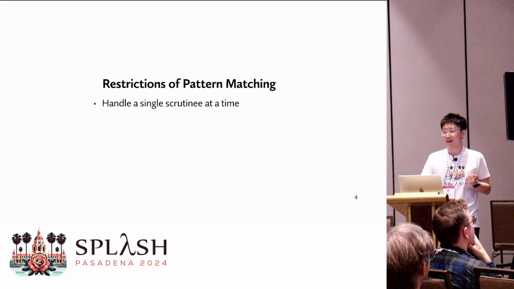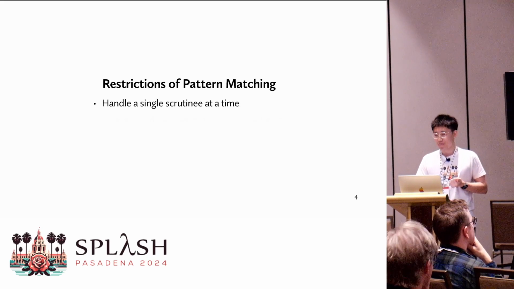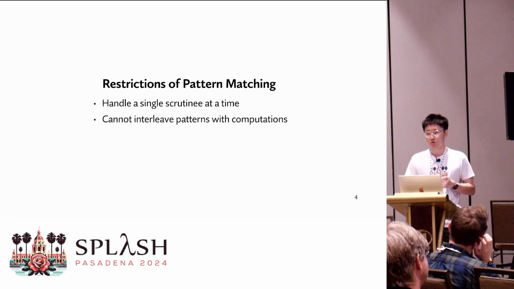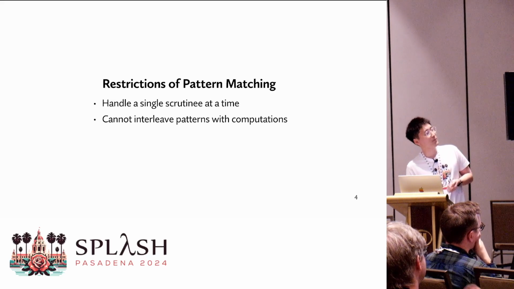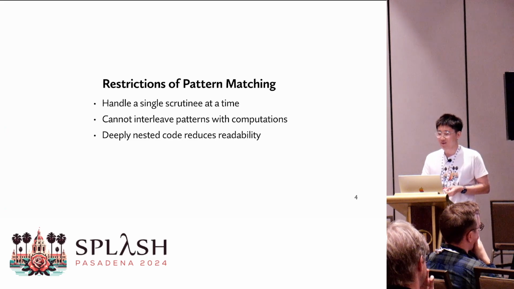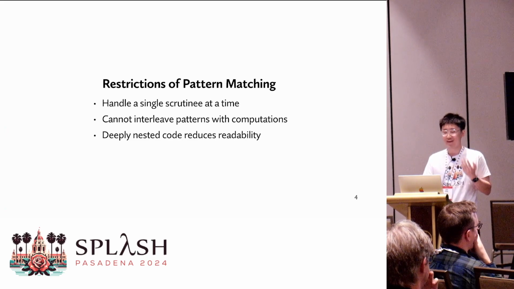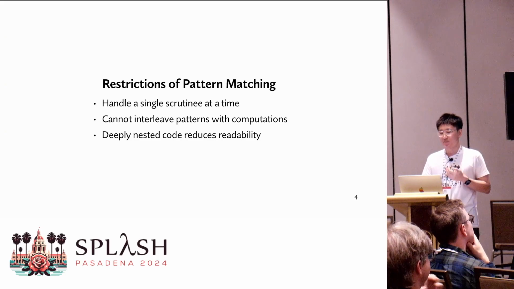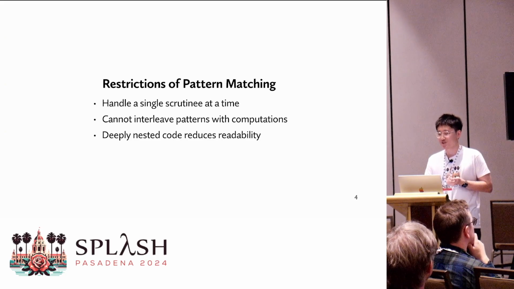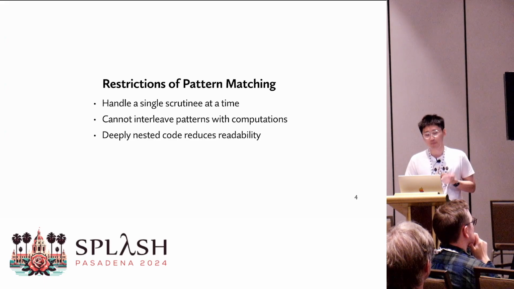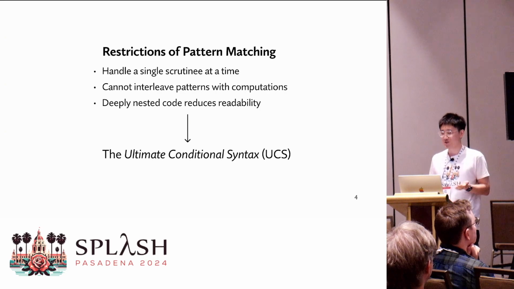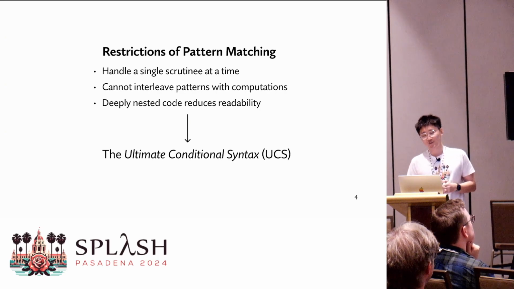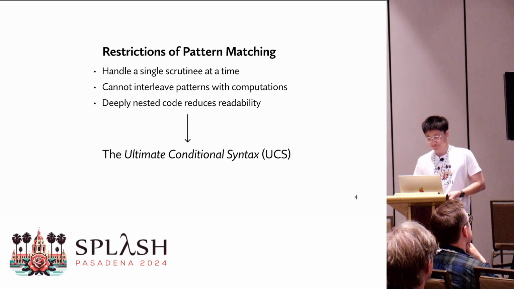First, it can only handle one scrutinee at a time. Second, it doesn't allow you to mix patterns with computations, meaning you can't introduce new variables between cases. And finally, nested pattern matching can make code harder to read, especially when dealing with multiple expressions that require nested pattern matching. To address these issues, we introduced the ultimate conditional syntax. In the following discussion, we will refer to this new syntax as the UCS.